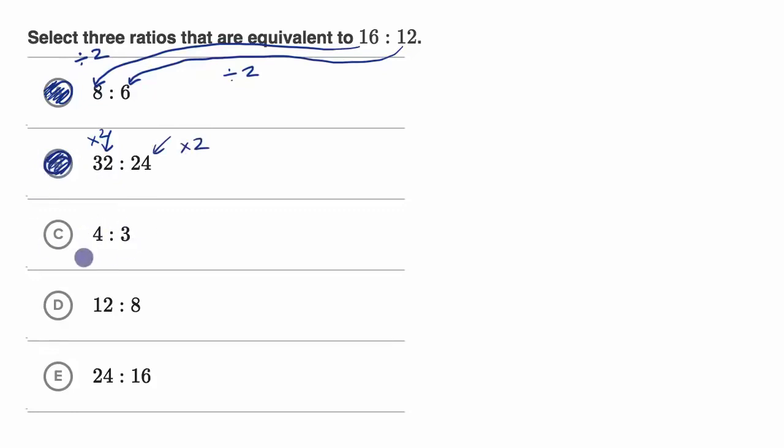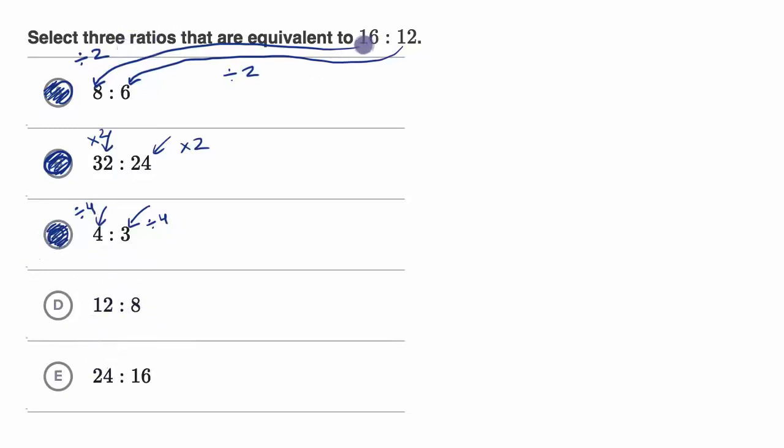What about 4 to 3? Well, to go from 16 to 4, we would have to divide by 4. And to go from 12 to 3, we are going to divide by 4 as well. So we're dividing each of these numbers by the same thing. So this is also going to be an equivalent ratio. So we've selected our 3, so we are essentially done. But we might as well see why these don't work.